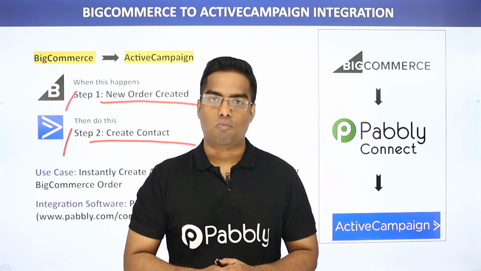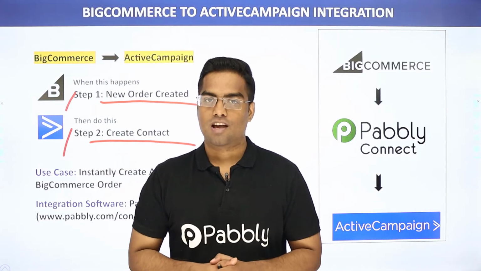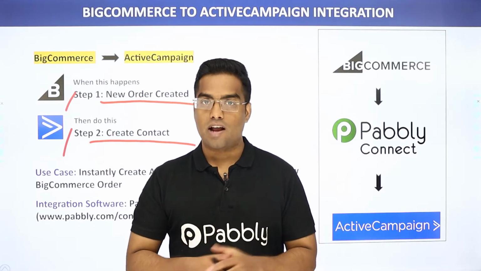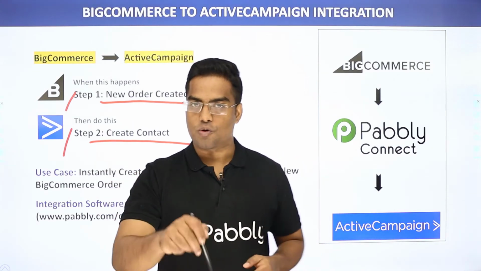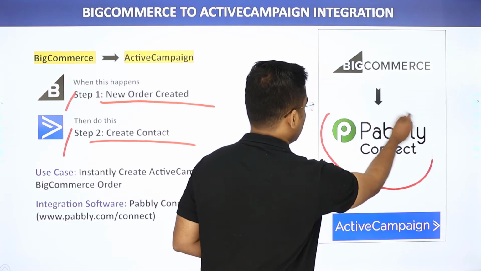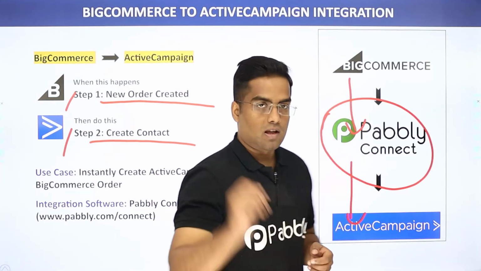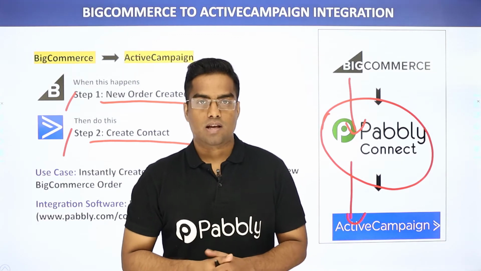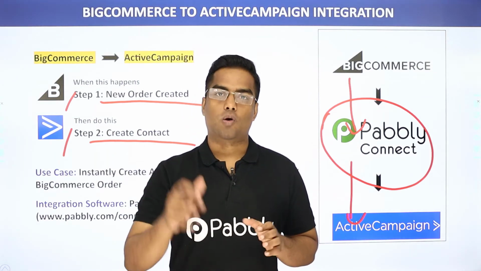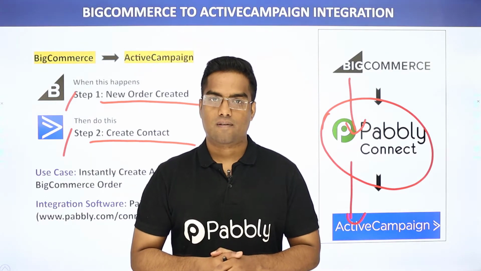But there is one minor problem. There is no integration between BigCommerce and ActiveCampaign. So in cases like this, we need to bring a third app to connect them both. In this video, we will be using Pabbly Connect to integrate BigCommerce and ActiveCampaign. And the best part of using Pabbly Connect is there is no need for coding skills or programming knowledge. It can be done easily. Let me show you on my screen.